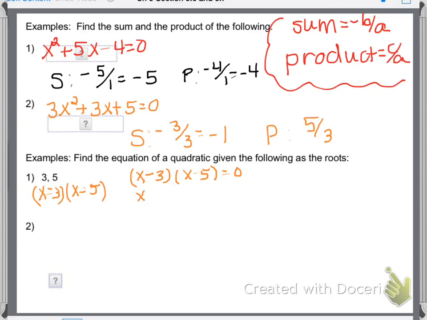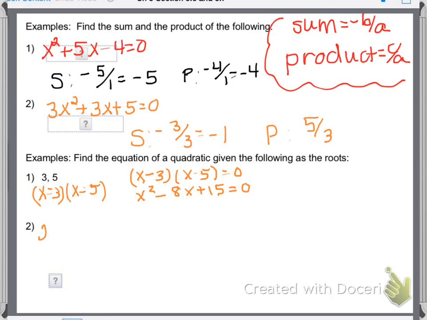FOIL it, x squared minus 5x minus 3x, 3 times 5, or negative 3 times negative 5. So there is my quadratic whose roots are 3 and 5.